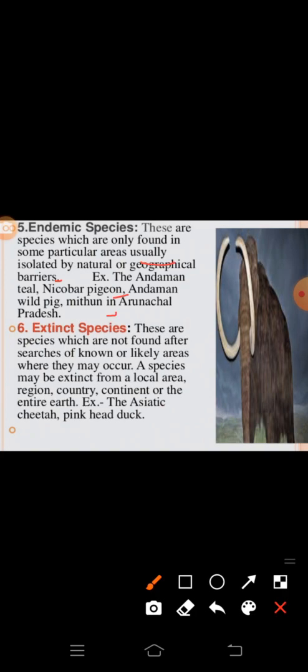Extinct species. These are species which are not found after searches of known or likely areas where they may occur. A species may be extinct from a local area, region, country, continent, or the entire earth. Example, the Asiatic cheetah, pink-headed duck.